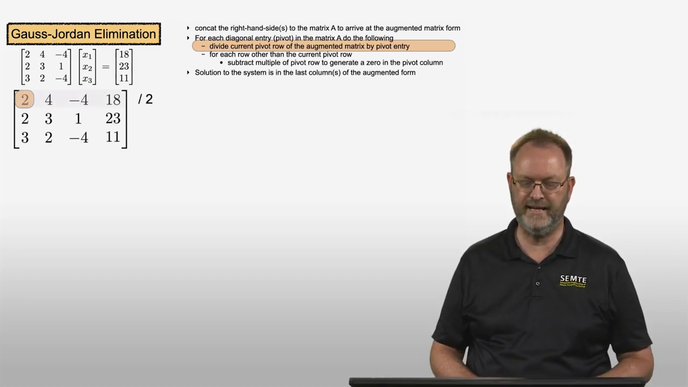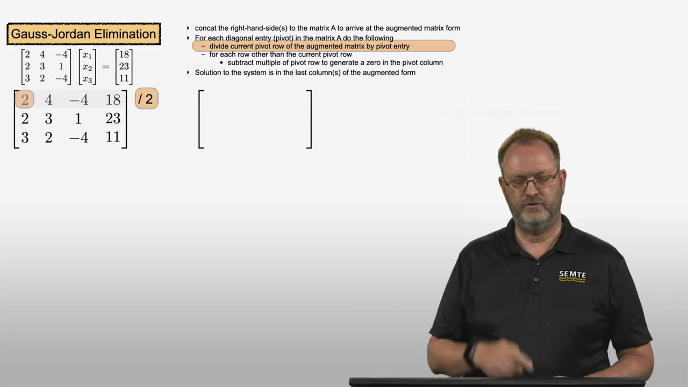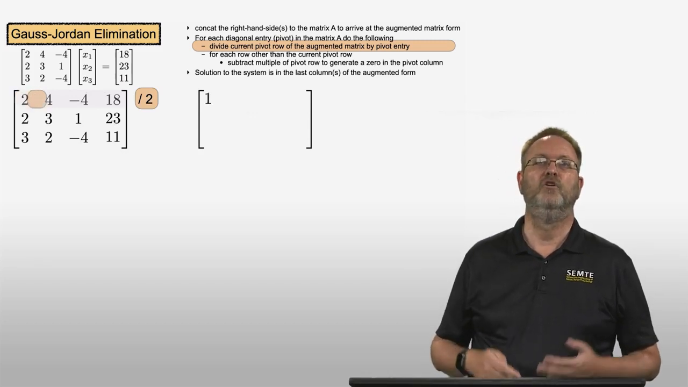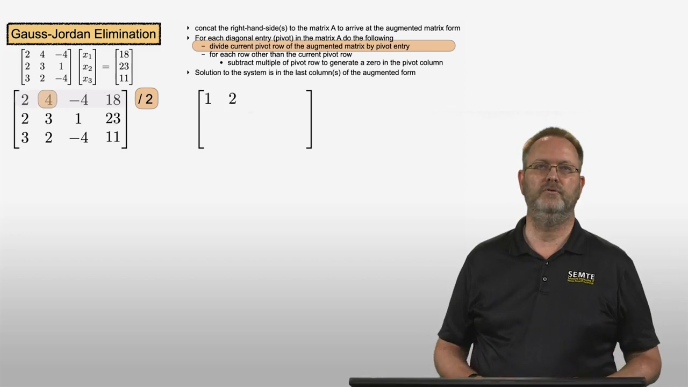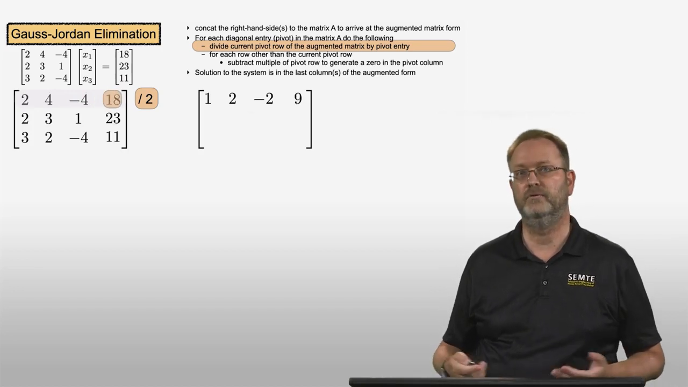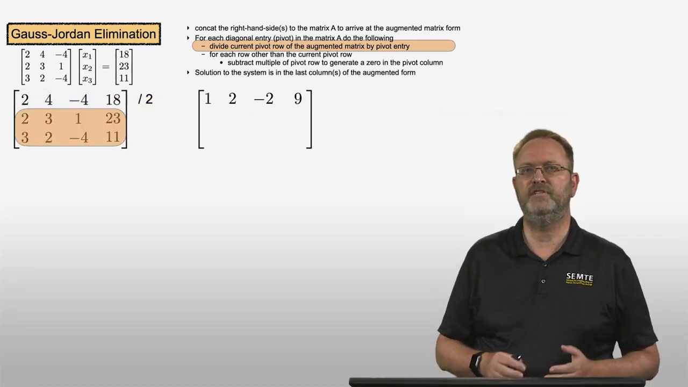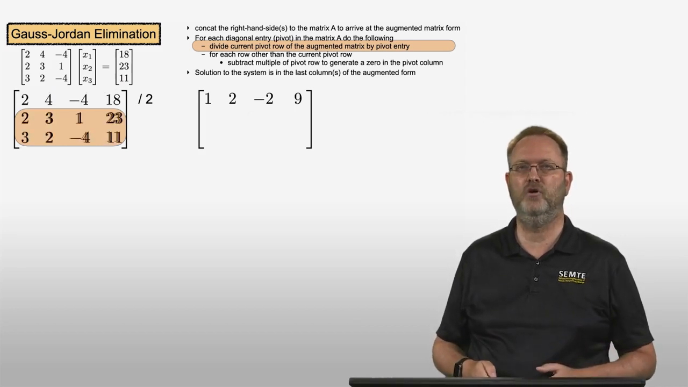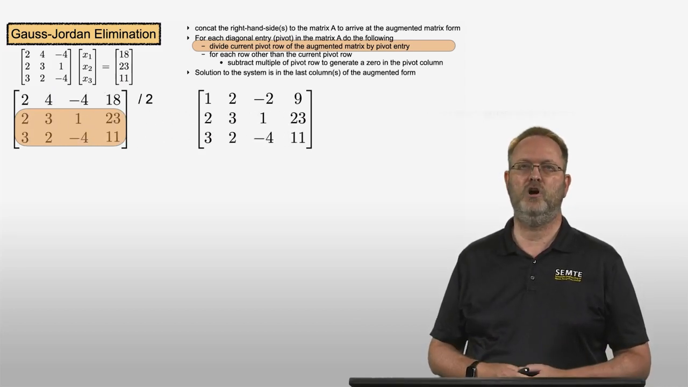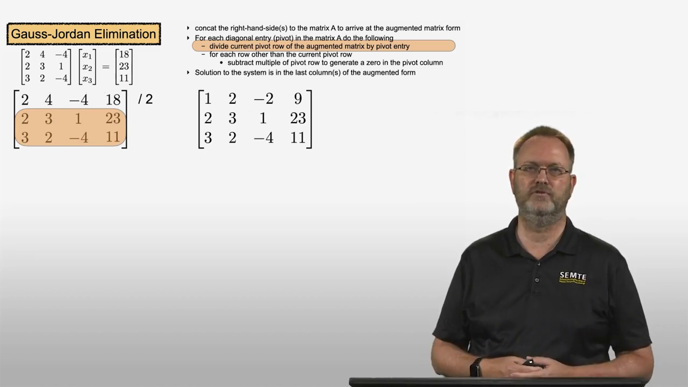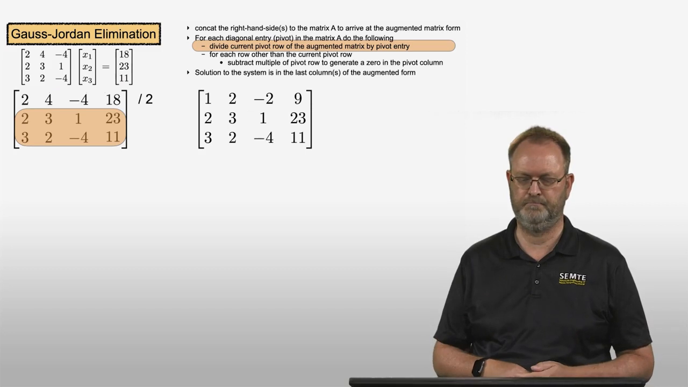Okay, so what do I get? If I divide this first row by the number 2, I get 2 divided by 2 is 1, 4 divided by 2 is 2, negative 4 divided by 2 is negative 2, and 18 divided by 2 is equal to 9. And now I'm just simply copying the other rows of this matrix over to my new augmented form because I don't really want to do anything with those rows yet in this one step.